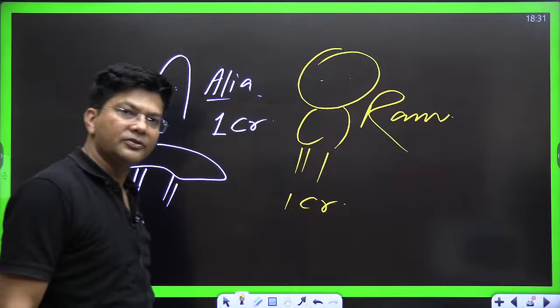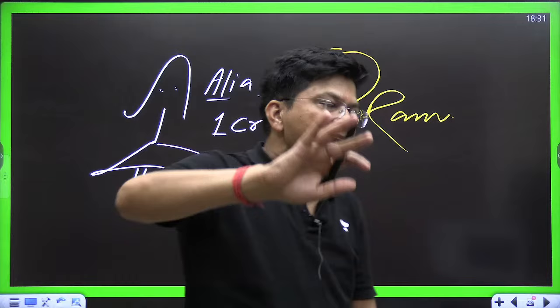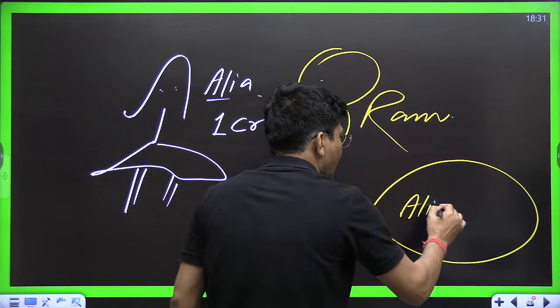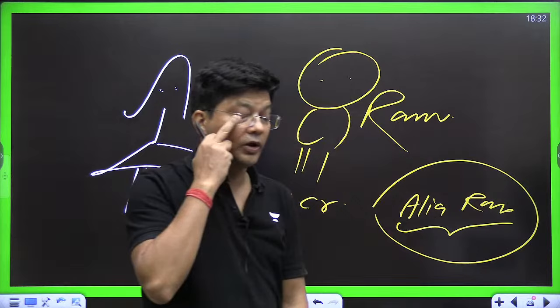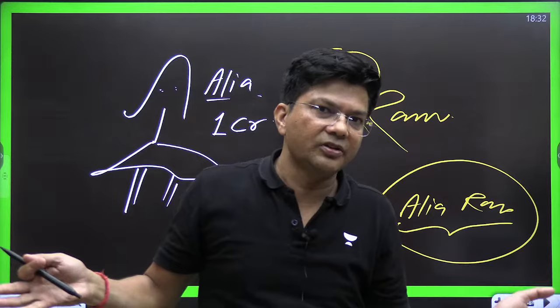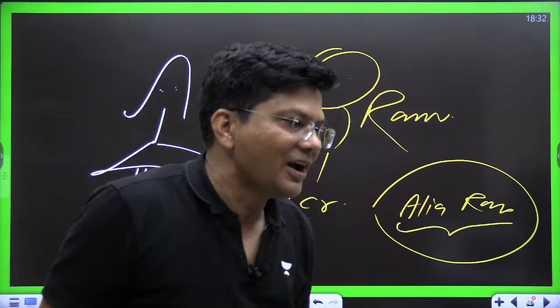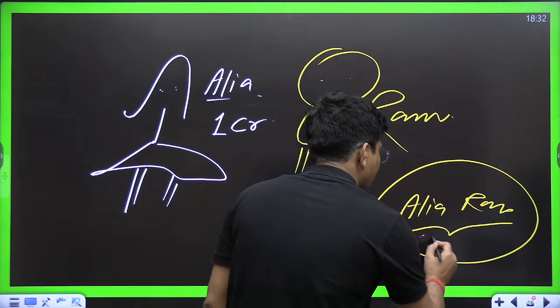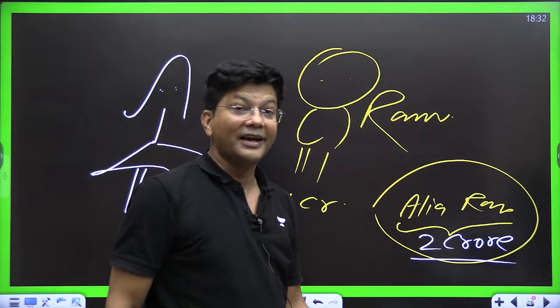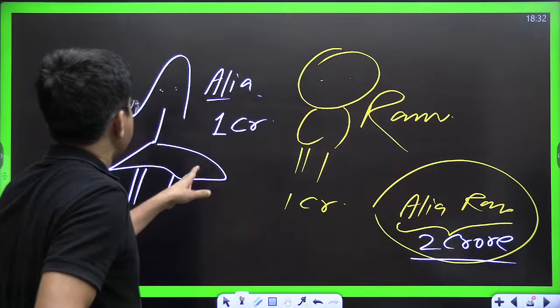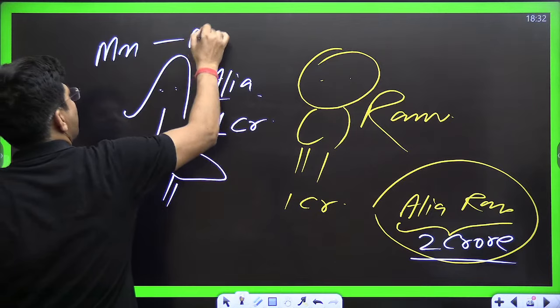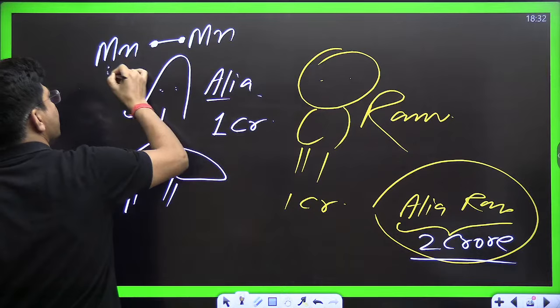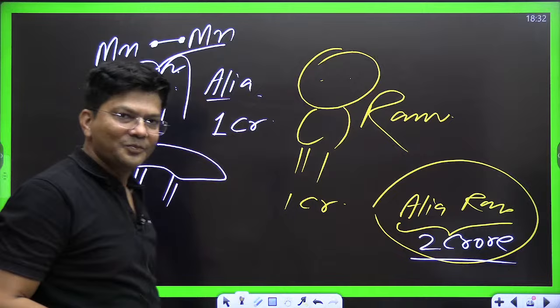Now, once they got married, now they are living in one house, Alia and Ranveer. Now, how many rupees are they having? Individually, they were having one crore rupees, but they got married. Now they are having how much? 2 crore rupees. Everyone say that this couple is having 2 crore rupees. And that's why sharing is caring. This is the benefit of sharing, that one person is bonding with another. So this 1 crore rupee and that 1 crore rupee becomes 2 crore rupees. This is the benefit of sharing. Everyone, are you able to understand?